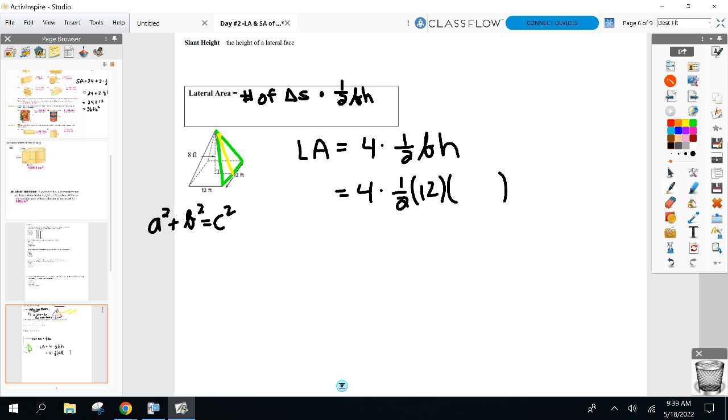What's one side you already know? 8. Here's the problem though. Everyone see the other leg? It's not labeled, but you can assume it's always half the base. If the base is 12, this is going to be 6. And then my slant height is the hypotenuse. Okay, so hopefully you're starting to pick up the difference between slant height versus the height of the pyramid.